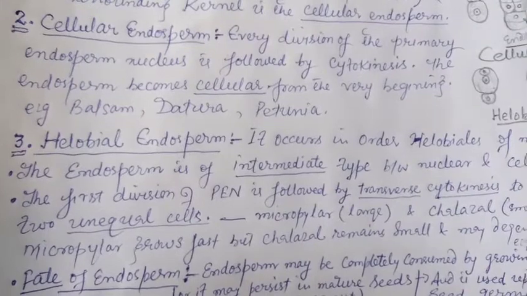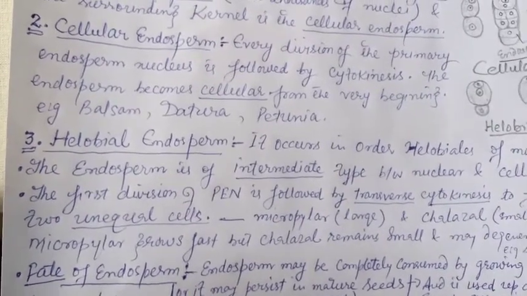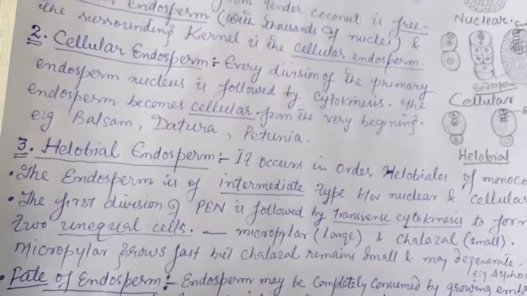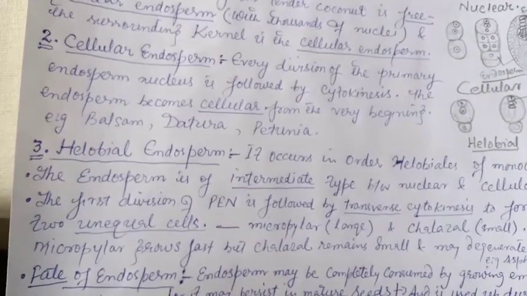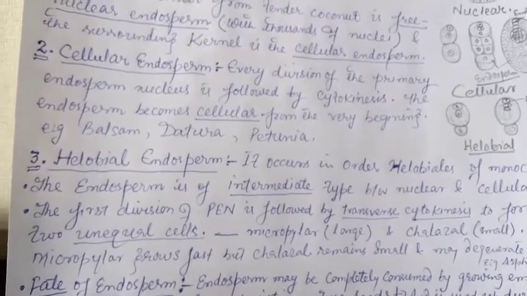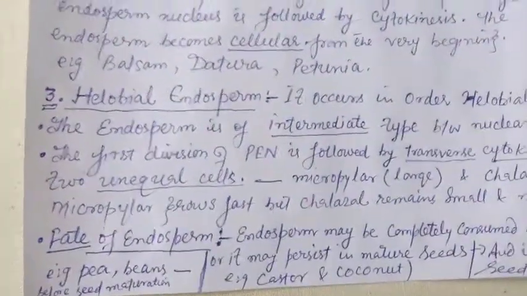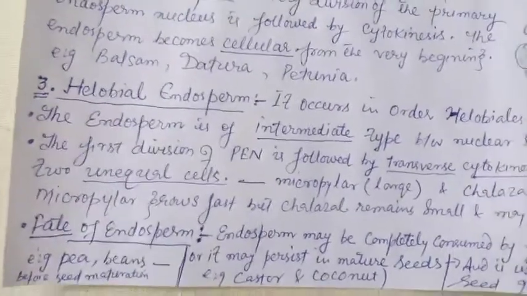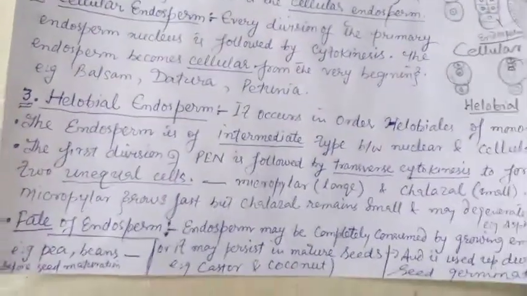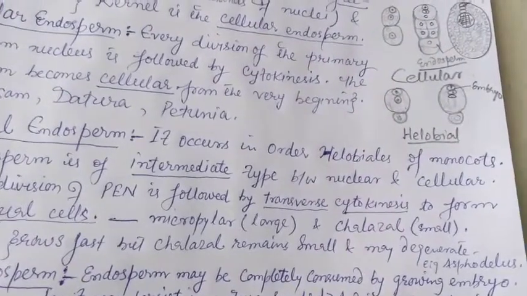The first division of primary endosperm nucleus is followed by transverse cytokinesis to form two unequal cells, the micropylar cell, which is large in size, and the chalazal cell, the smaller sized cell. The micropylar cell grows fast, but the chalazal cell remains small and may degenerate. For example, in Asphodelus.